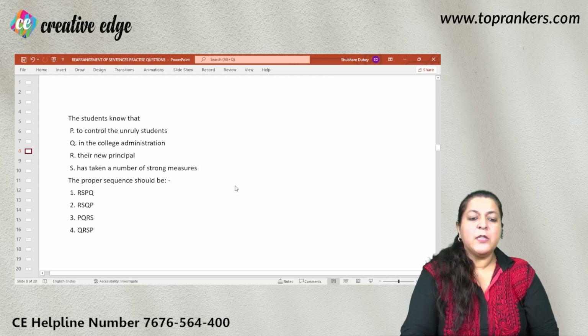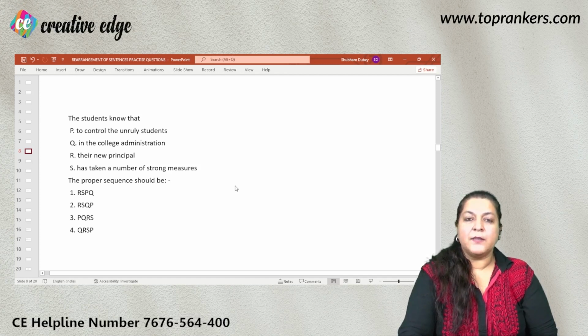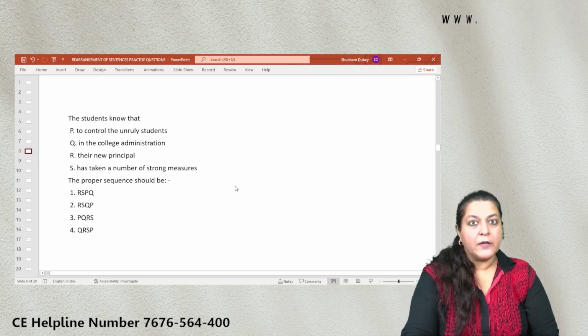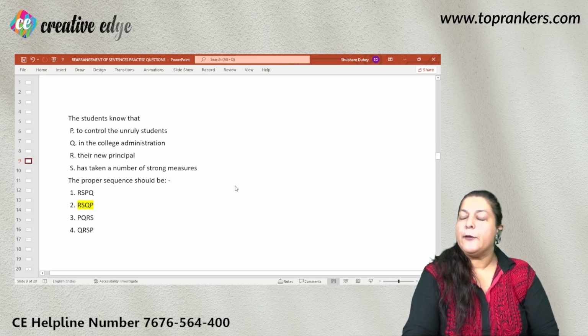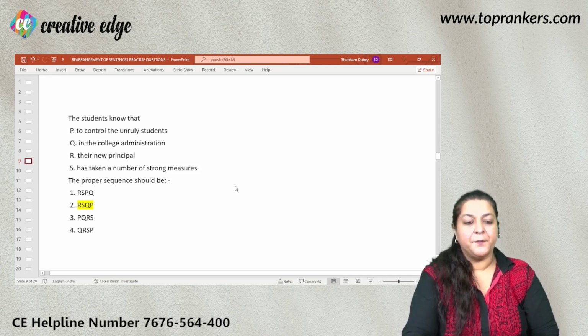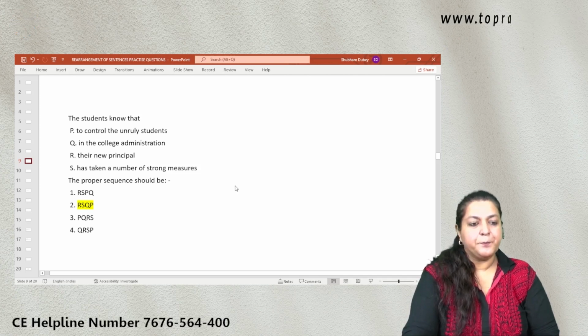Now tell me, were the measures taken in the college administration or were the measures taken on the unruly students? The measures were taken in the college administration. Hence, your answer would be RSQP. All right, easy. Although these kinds of sentences can be a little confusing if you let them be. Let's go on to the next one.